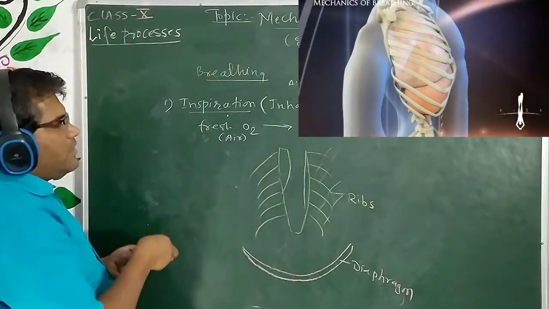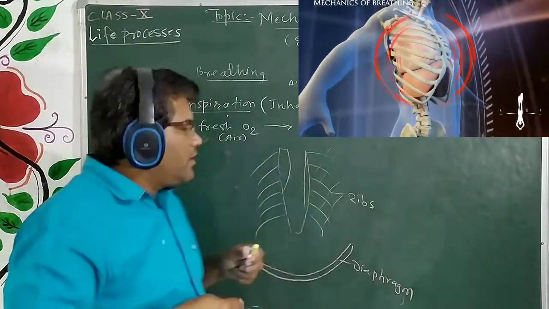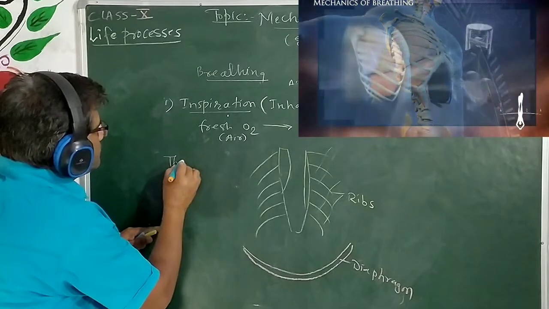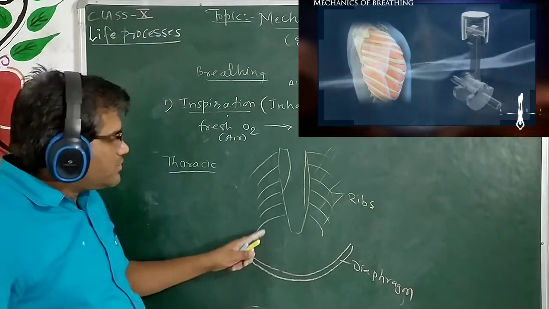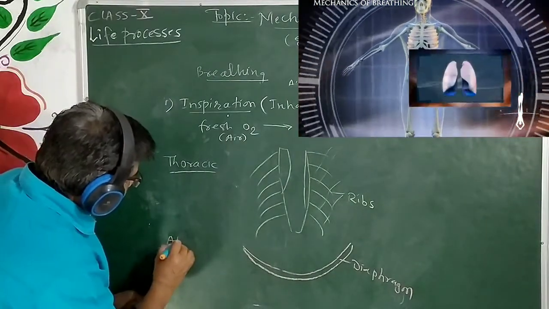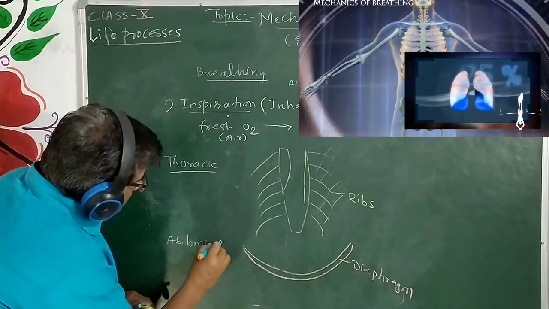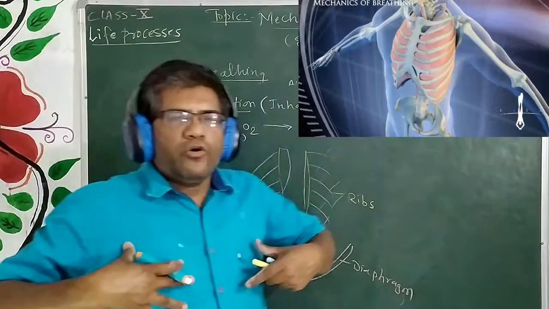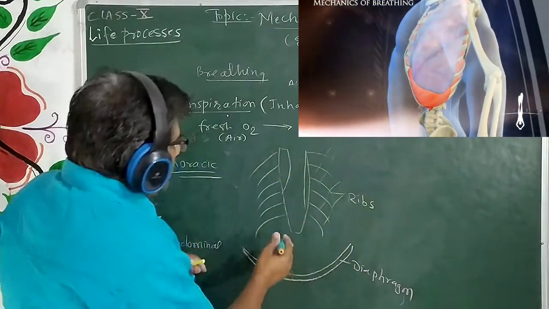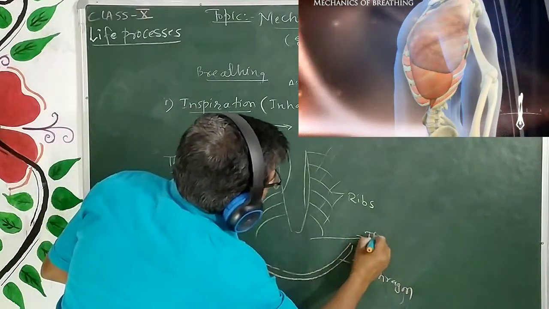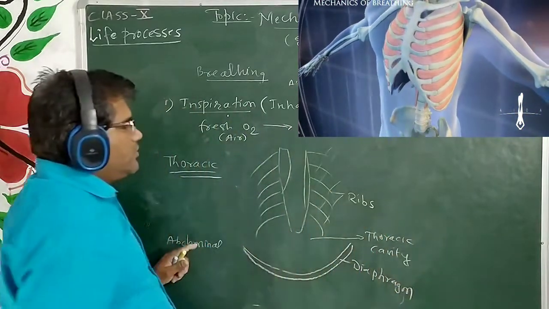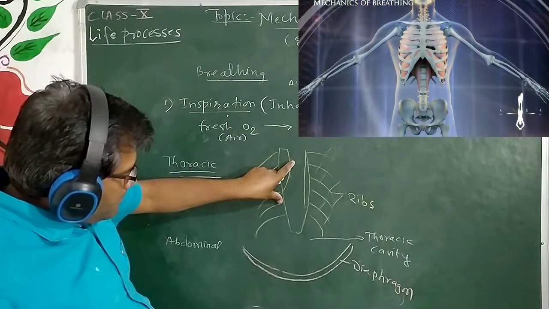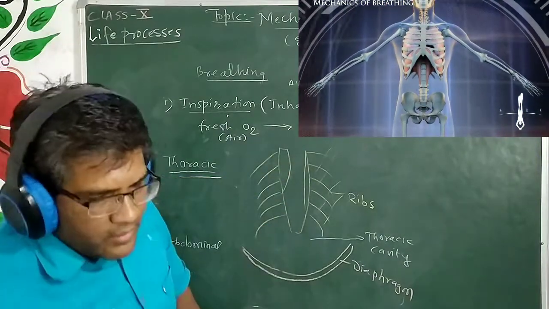These ribs are in the chest region, and this is called the thoracic region. Below the thoracic region is the abdominal region. So the ribs are in the thorax region and the diaphragm is in the abdomen. Between thorax and abdomen there is one cavity, and it is called the thoracic cavity. So we should understand first the ribs, the thoracic cavity, and the diaphragm.